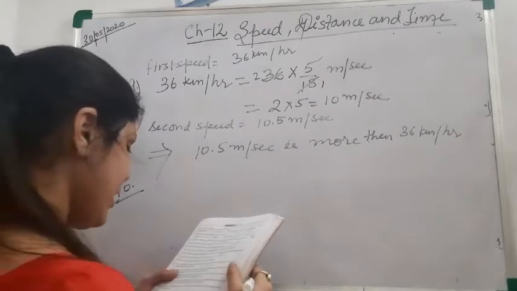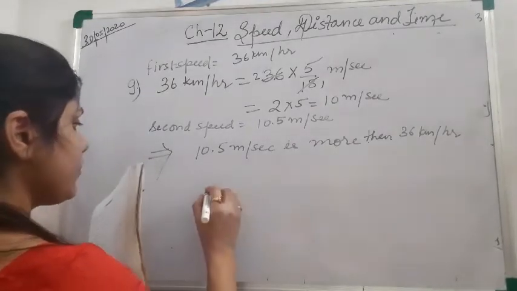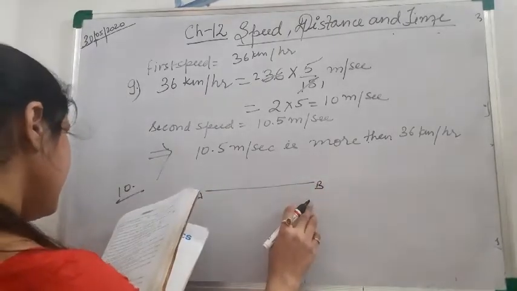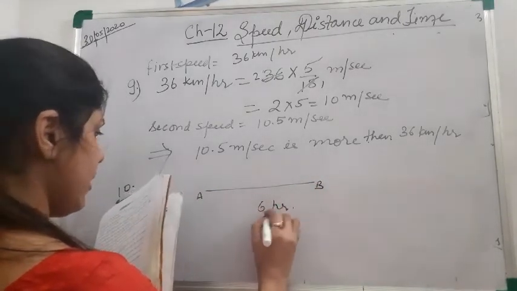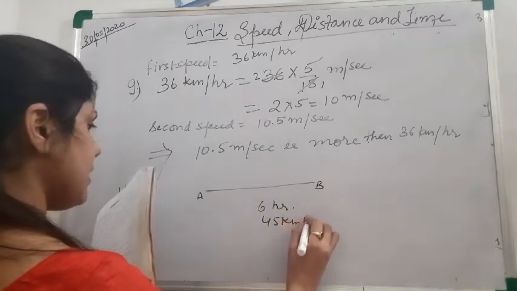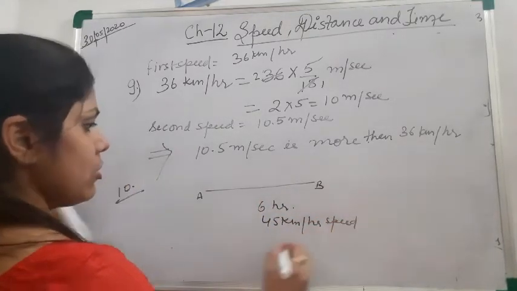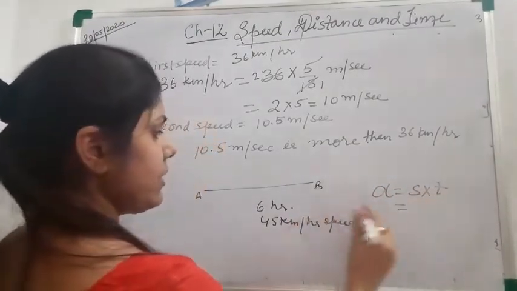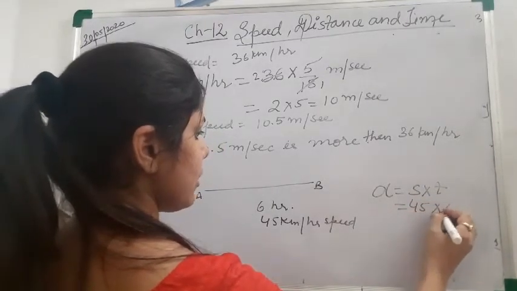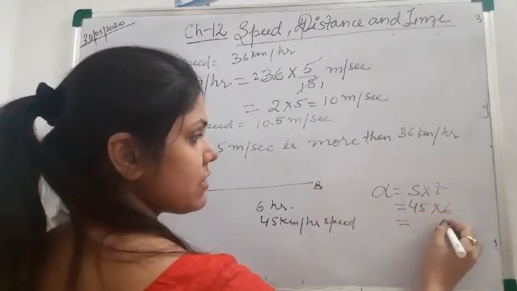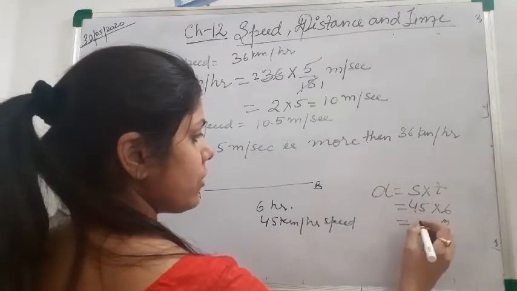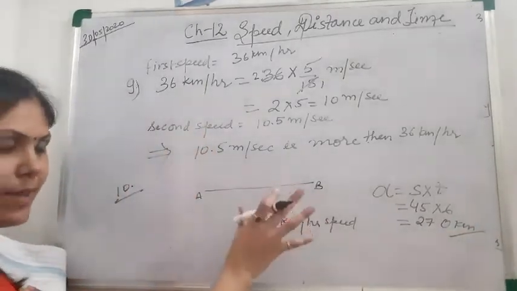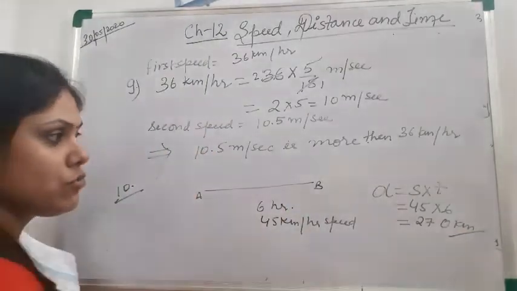A car running at 45 km per hour, means if this is a distance A to B, this we don't know. And this distance it is covering in 6 hours at 45 km per hour speed. So what will be the distance? Distance is equals to, you know, speed into time. What is the speed? 45 into 6. Time. 6 5s are 30, 6 4s are 24, 270 kilometer, because kilometer per hour and hour both are same, means unit is clear now, 270 kilometer.